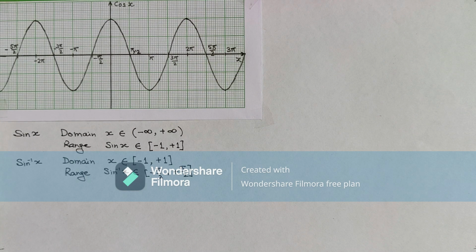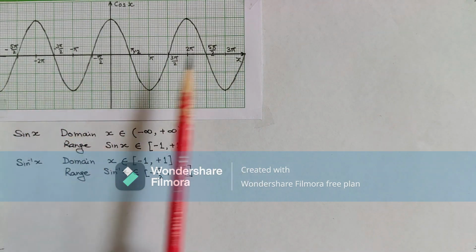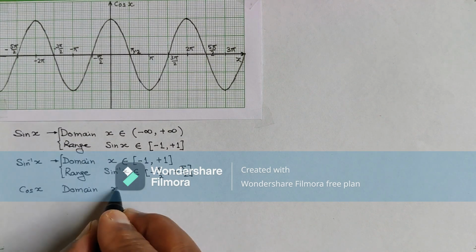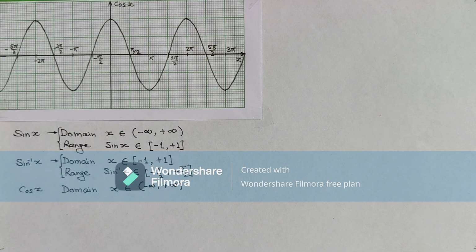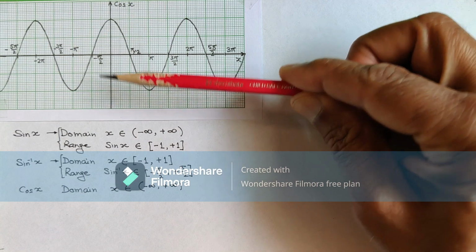So for cos x, the domain, like before, is any number. The value of x can be any angle from minus infinity to plus infinity. And the range, again like sin x, can be any number from minus 1 to plus 1.